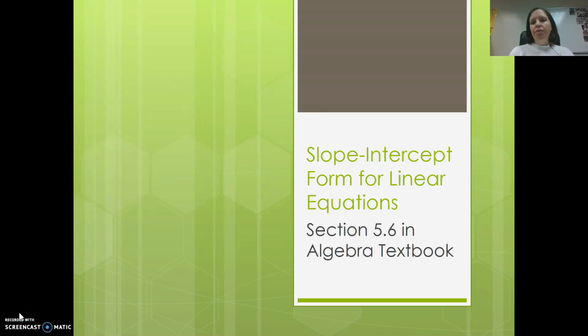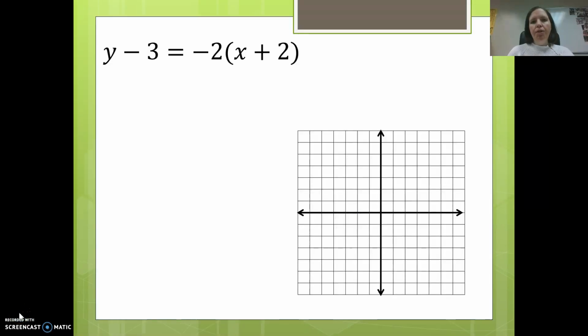Slope-intercept form is going to be a second form of writing equations for us. We've already talked about point-slope form. So reminder, here's an equation where we are given the point (-2, 3), and we're given a slope, represented by m, of -2.